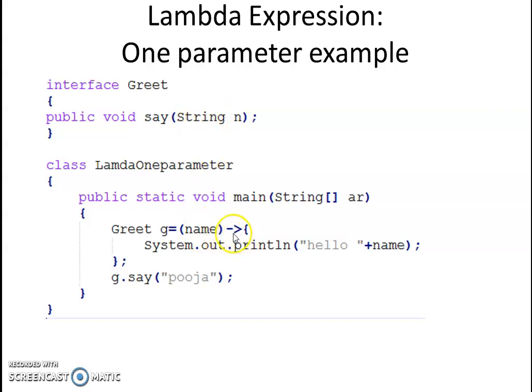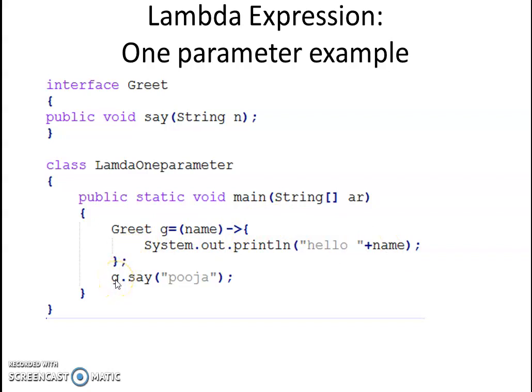Then we write the arrow token and then inside curly braces we provide the definition. So here the definition is just a printing statement. We are printing hello and then name, the value of this particular parameter, right? Now that is the end of the lambda expression.